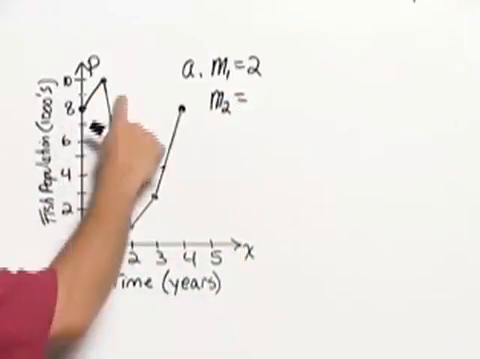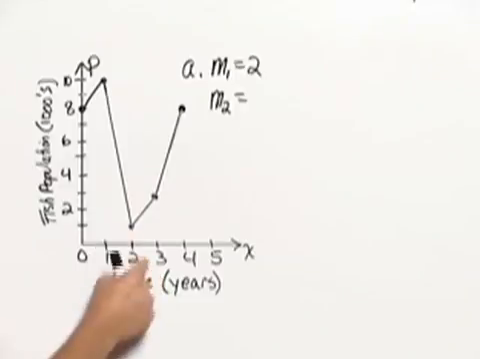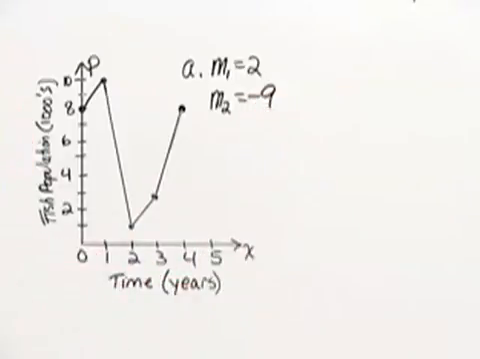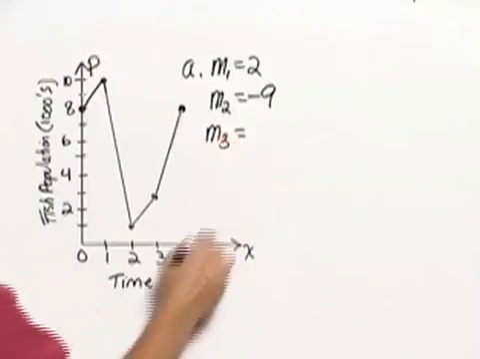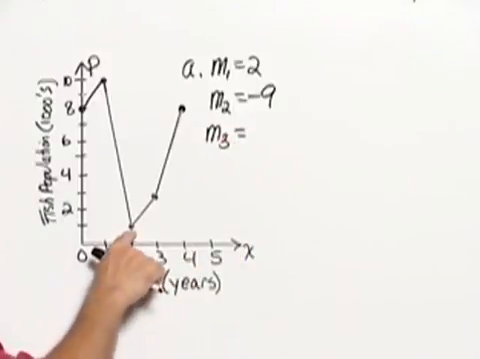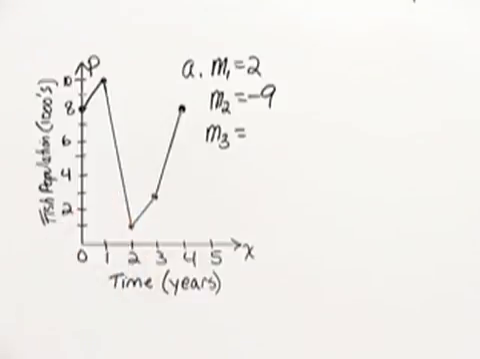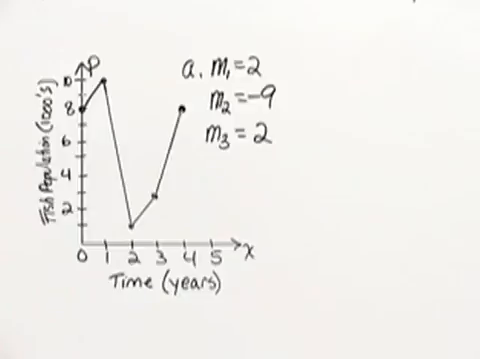Now that decreases from 10 to 1. So that's a decrease of 9, and that's in a span of 1 year. So that's a slope of -9. Segment 3 is this small segment here, and that increases from 1 up to 3. So that's an increase of 2 in 1 year. So the slope is 2.